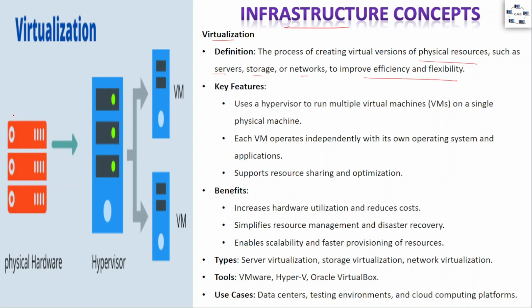That traditionally we had the physical, let's suppose, server, and we would install an operating system on this server. But in virtualization, we install a hypervisor, or you can say a virtualization OS, on this physical server. And then on this one server, we can deploy multiple VMs, with each VM acting as an isolated or separate server having its own resources such as storage, networking, as well as its operating system. Key features include that it uses a hypervisor to run multiple virtual machines on a single physical machine.